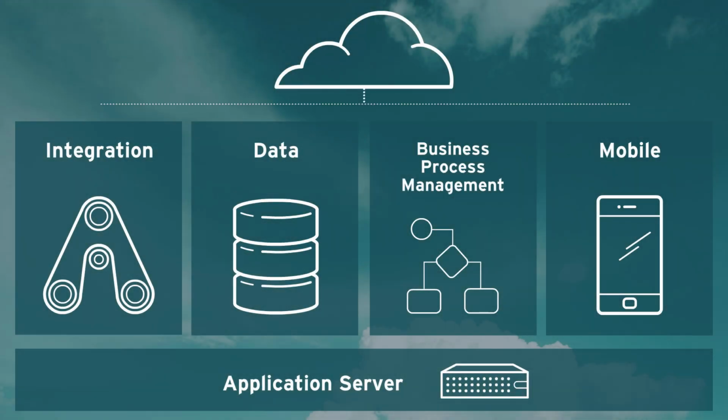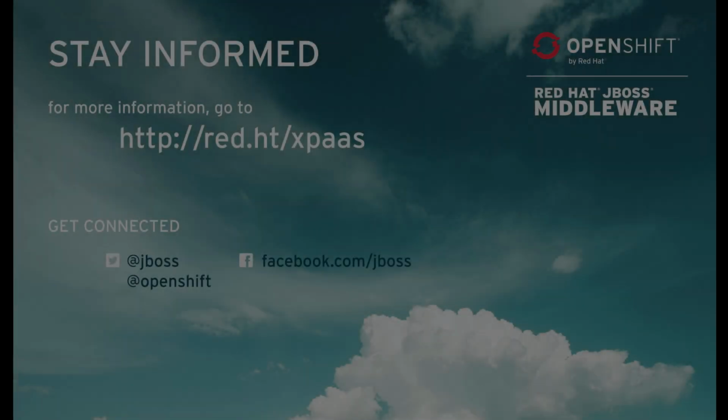xPaaS will provide the most comprehensive set of cloud services needed to build modern composite applications, end-to-end capabilities to build, run, and manage the new class of enterprise-critical applications. Red Hat JBoss xPaaS services for OpenShift, making PaaS enterprise-ready.